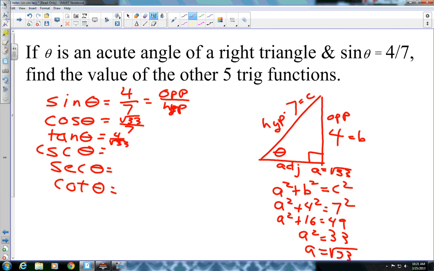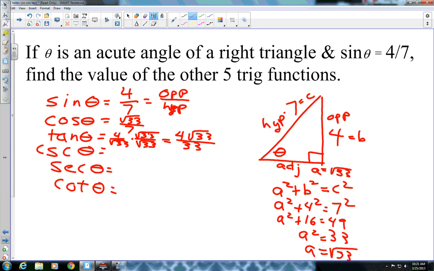Now, if you remember your rules about radicals and fractions, we never leave a radical in the denominator. So we need to multiply the top and the bottom by root 33. I have 4 times root 33 is 4 root 33. Root 33 times root 33 is just 33. And that's the answer I want for the tangent.